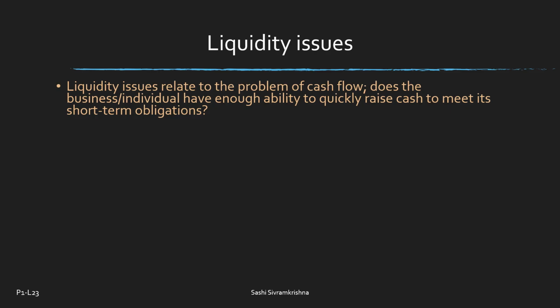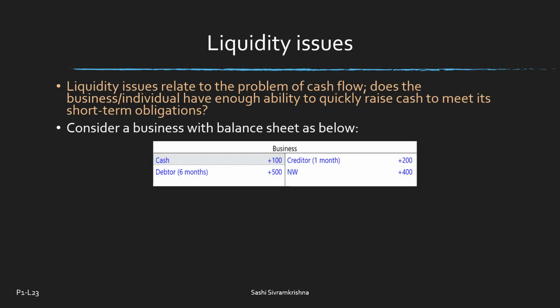A company might be solvent, meaning that its assets exceed its liabilities. However, it might not have adequate cash in order to meet its immediate or short-term obligations. Consider, for example, a business with a balance sheet shown here. On its asset side, it has cash of 100. It has debtors who owe money to this business, but they are due only in 6 months from now, and the amount is 500.